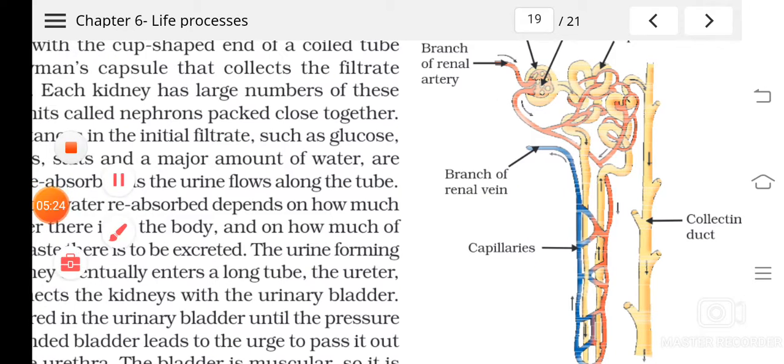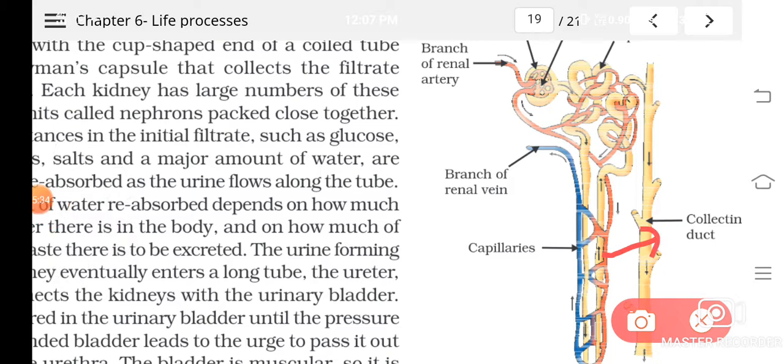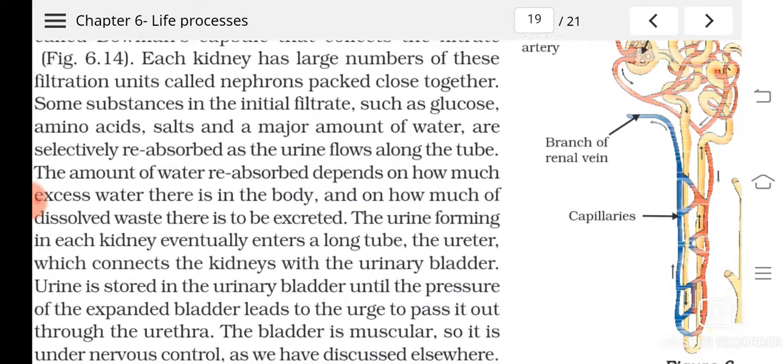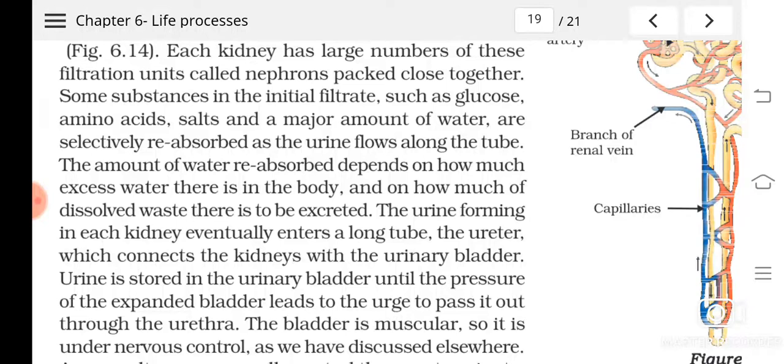That is the coiled portion which is near the Bowman's capsule, then down to this part. This part is known as Henle's loop, isn't it? It looks like a loop and it was discovered by a scientist called Henle. From this part it will move down, go through the coiled portions, and then get collected in the collecting duct. By the time it reaches the collecting duct, it will have the characteristic feature of what? Urine.